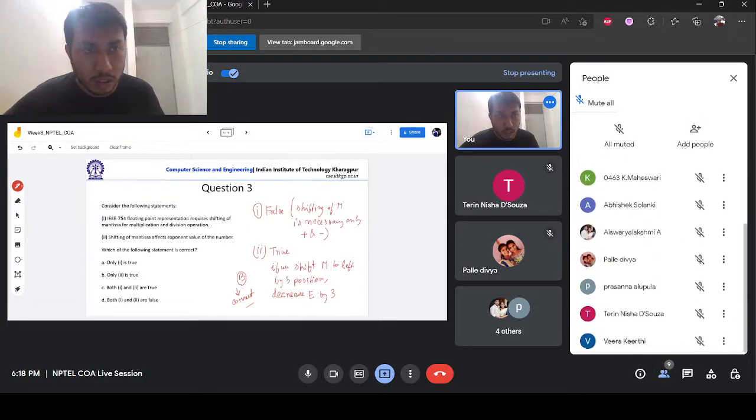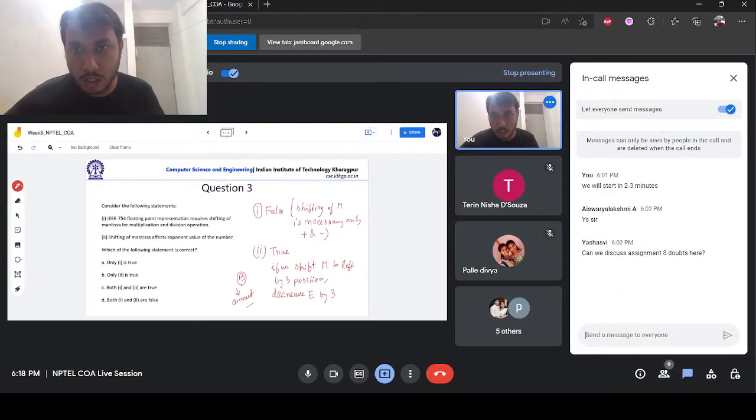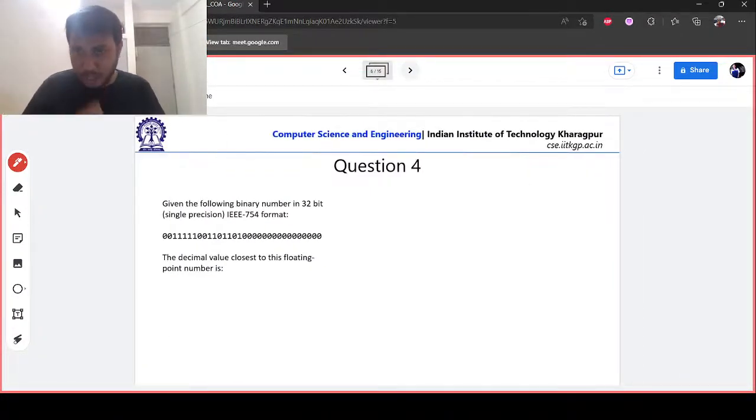So let's go to the next one. These are problems which are a little bit advanced, but if you are able to solve them, then you will be able to solve most of the problems relating to these floating point questions. So it is given that the following binary number is in 32-bit single precision IEEE 754 format. What is the corresponding decimal value? That is the question.